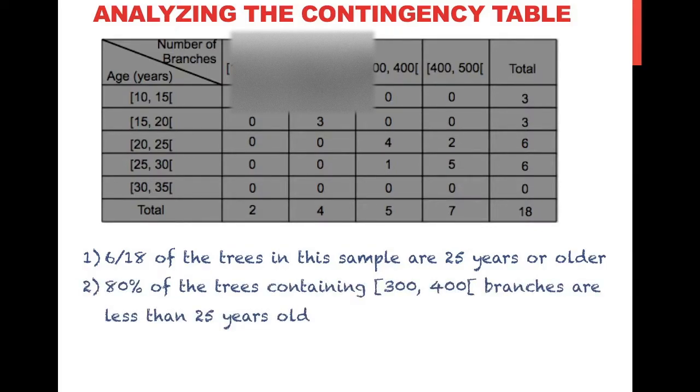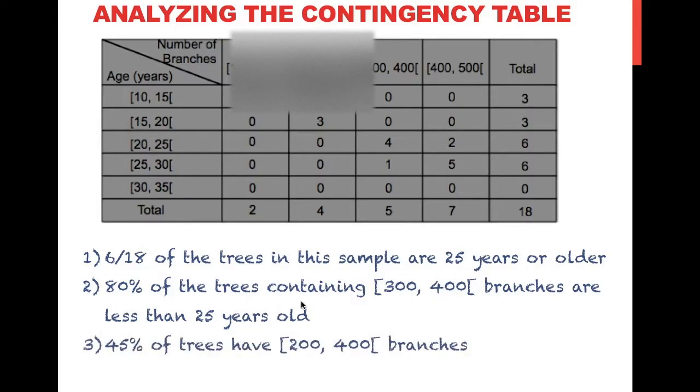We can also say that 80% of the trees containing 300 to 400 branches are less than 25 years old. So there are 4 trees in this class that are less than 25 years old, and there are a total of 5 trees in this class. So 4 out of 5, or 80% of the trees containing this many branches are less than 25 years old.